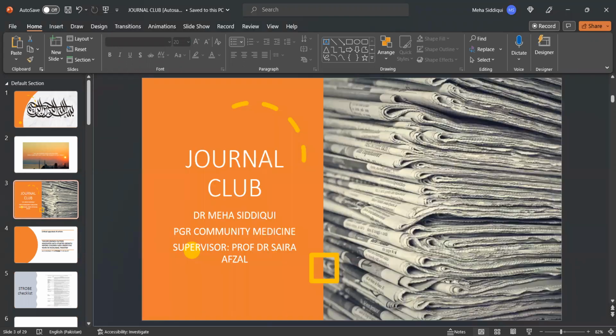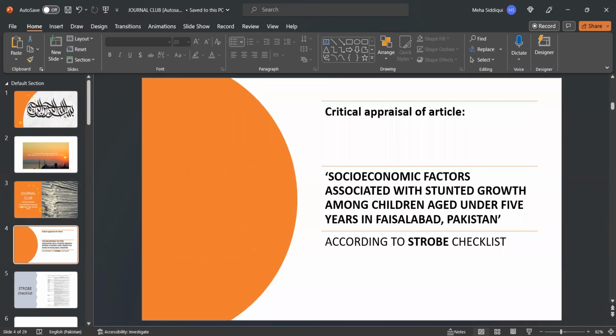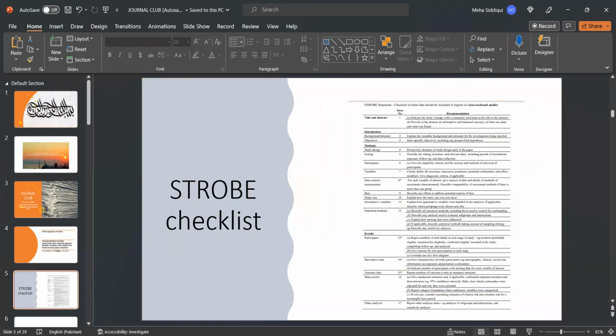Today I'm presenting my journal club under the supervision of my professor, Dr. Saramsar. I will critically appraise the article titled Socioeconomic Factors Associated with Stunted Growth Among Children Aged Under 5 Years in Faisalabad, Pakistan, according to the STROBE checklist. This is a snapshot of the STROBE checklist, which I'm going to follow.